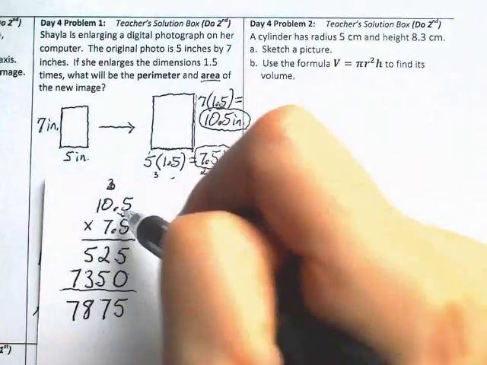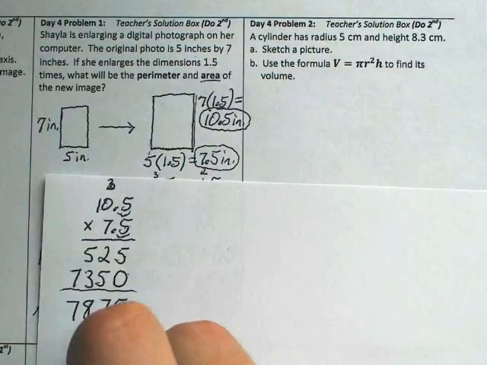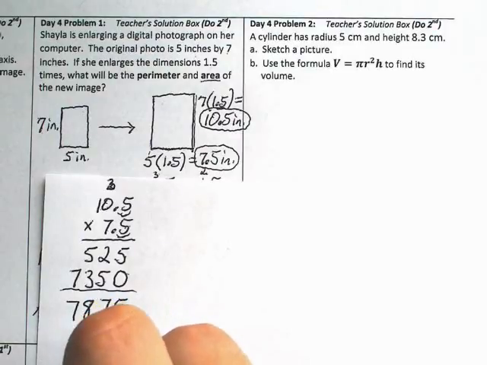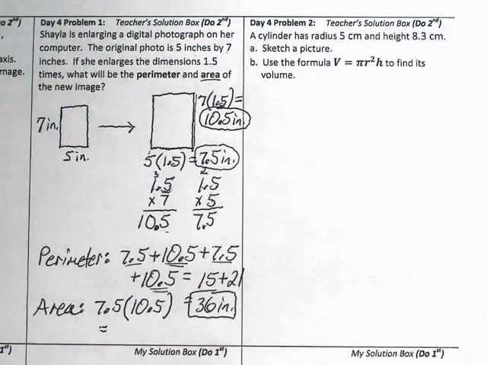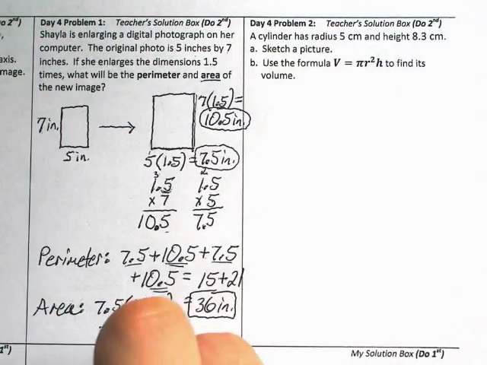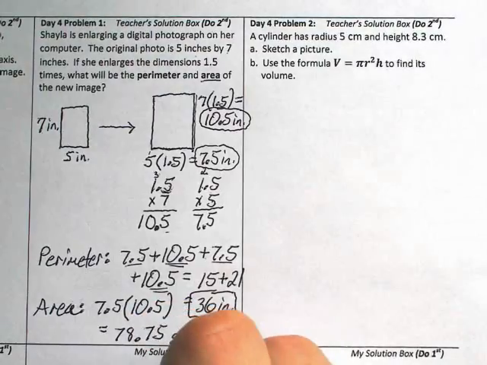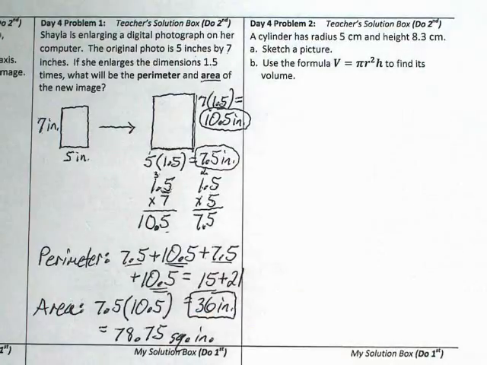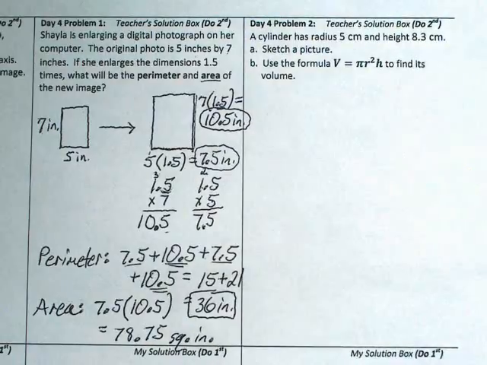There are 2 numbers in total to the right of the decimal points. And so in the answer, if I put the decimal point here, I will have 2 numbers to the right of that decimal point. So 78.75. So back to our warm-up. Multiplying these together, it created 78.75 square inches. There are 78.75 square inches of space within that rectangle.